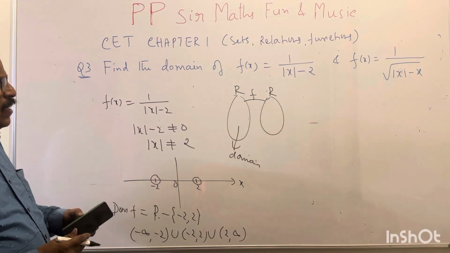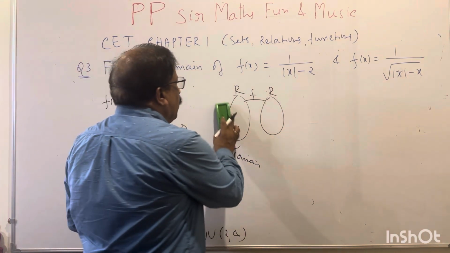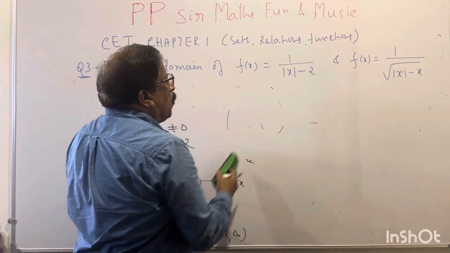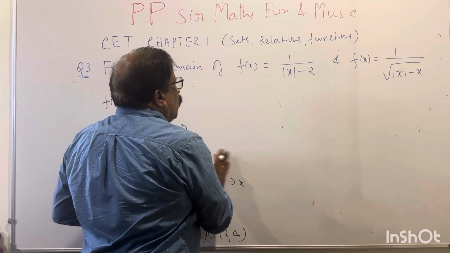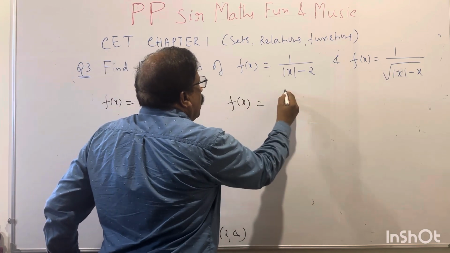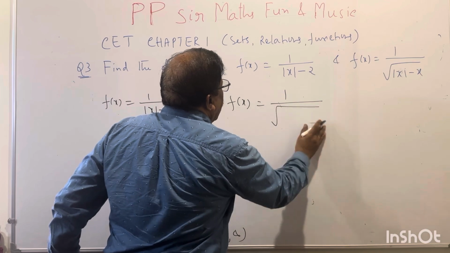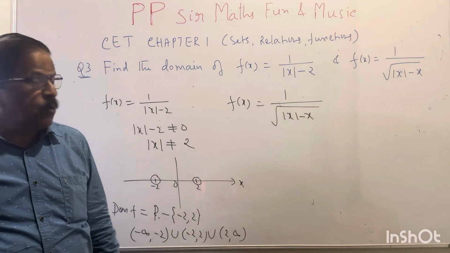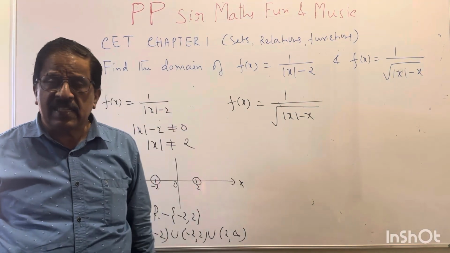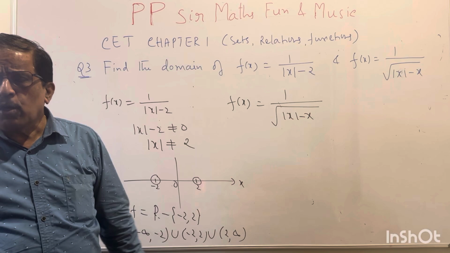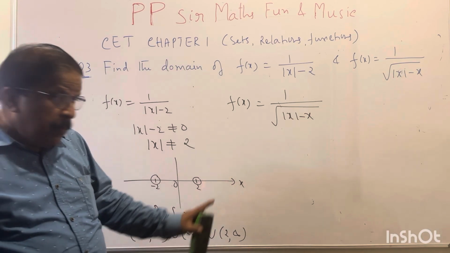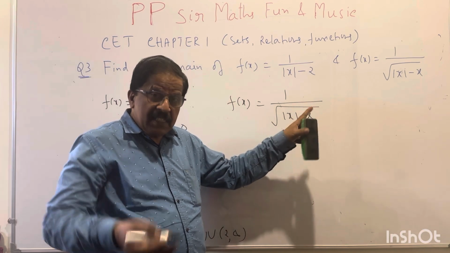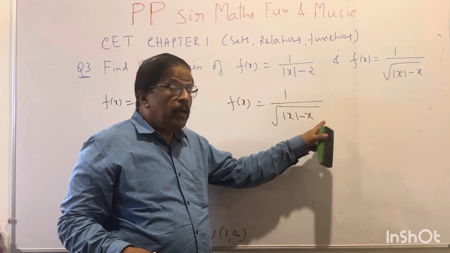Now we shall take the second question, that is f of x is 1 by root of mod x minus x, correct? Again, the denominator should not be equal to 0. Moreover, it is under a radical sign. So under the radical sign, since it is in the denominator, this should not be equal to 0 also.